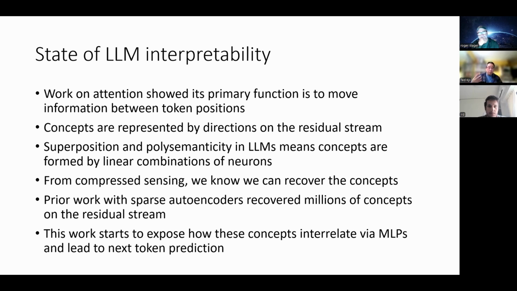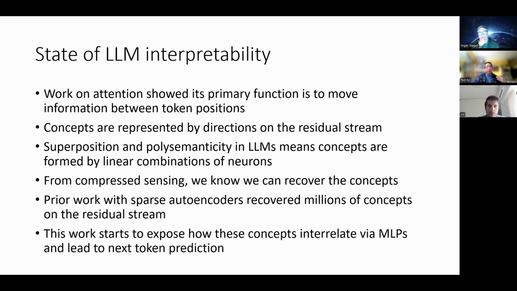And so these worked, and they were able to find millions of concepts living on the residual stream. They were able to do some very basic experiments to demonstrate that these concepts seem to truly be concepts and not just a figment of the experimenter's imagination.